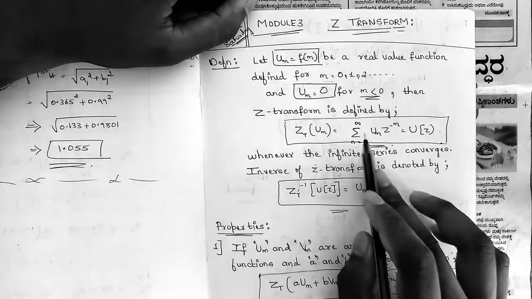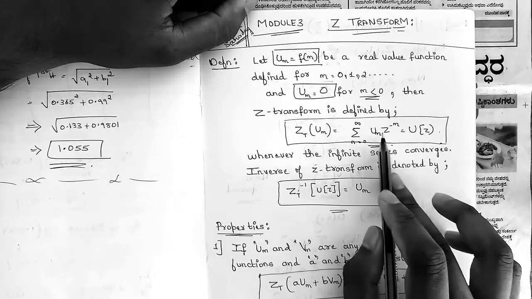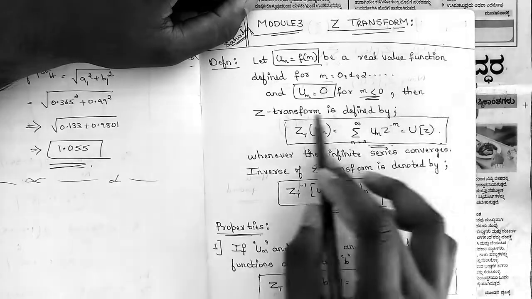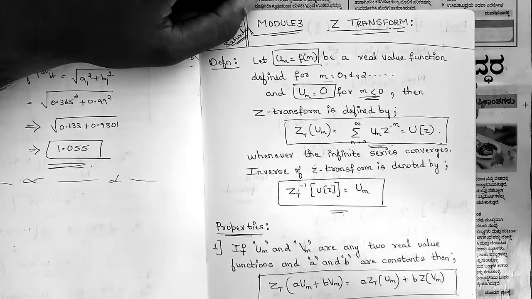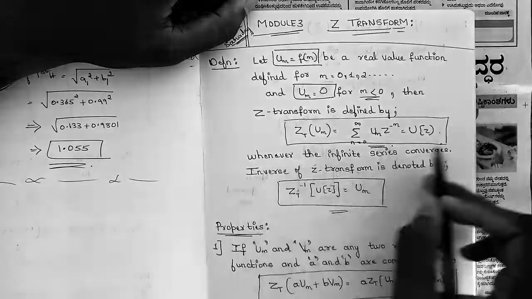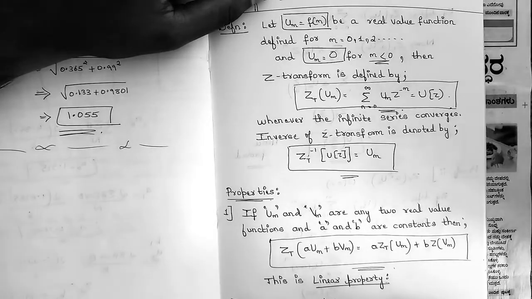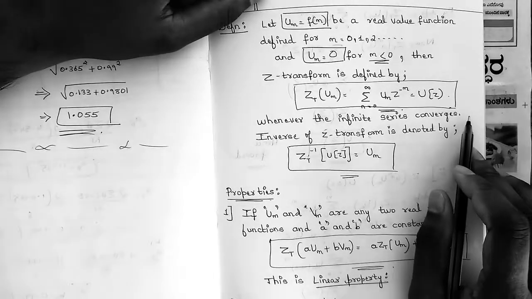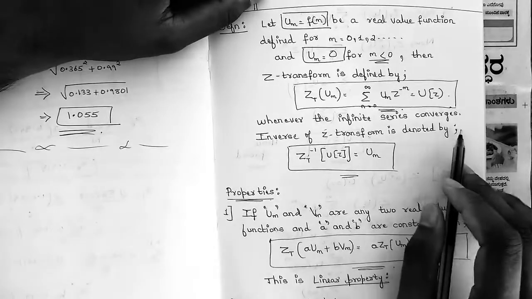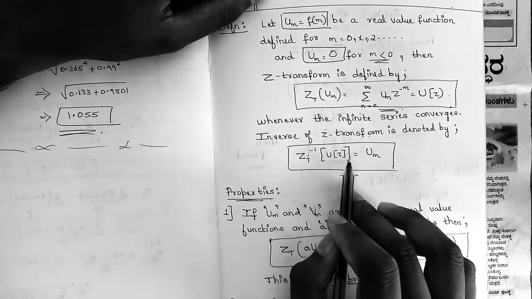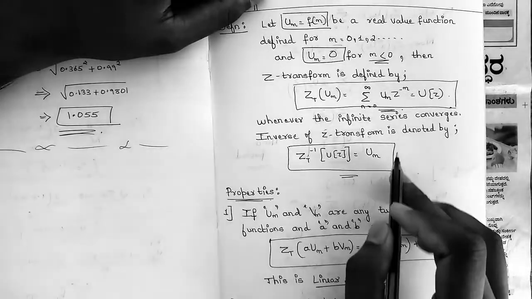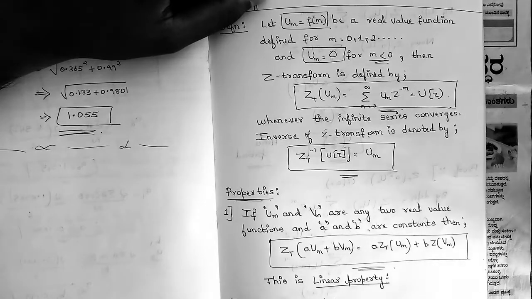So this is the definition of a basic Z transform: Z transform of u_n is equal to the summation from n = 0 to infinity of u_n z^(-n), which is equal to U(z). This term you need to remember because we are going to do some proofs later, and this term is required for that proof. There is another way of representing this in terms of the inverse Z transform that we are going to discuss in the upcoming sessions. Whenever the infinite series converges, the inverse Z transform is denoted by Z^(-1) of U(z) is equal to u_n. Make a note of it; I'm going to explain this in the future sessions. This was basically about the definition.